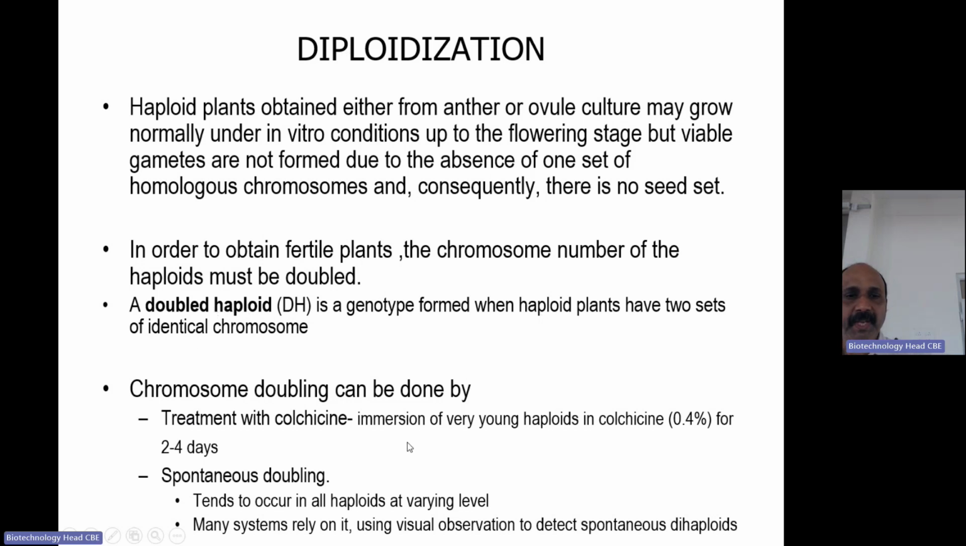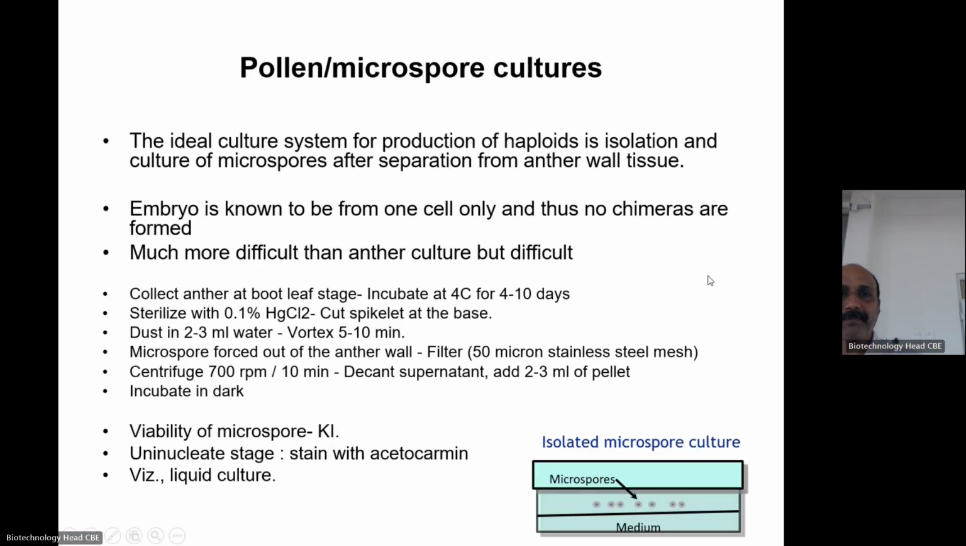Within a shorter time, chromosome doubling can be done by treatment with colchicine, by immersing those very young haploid plants in 0.4% colchicine for 2 to 4 days, or it happens spontaneously, like in maize. It can occur in haploids at varying levels, right? But it's not very efficient. Many systems are using visual observation to detect spontaneous dihaploids. So usually we go for this colchicine treatment.